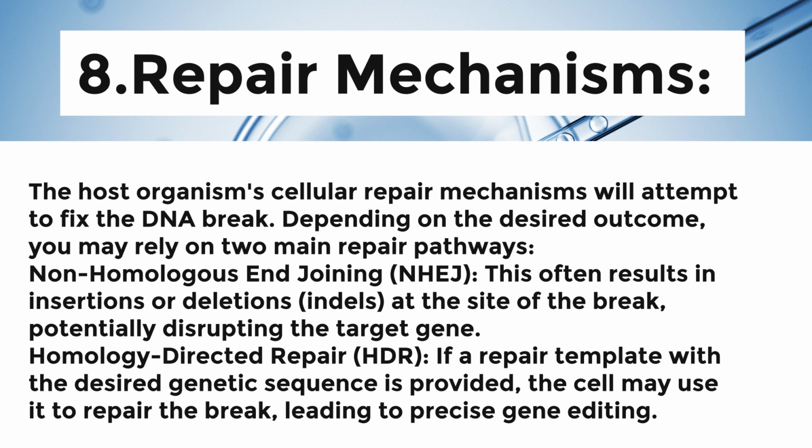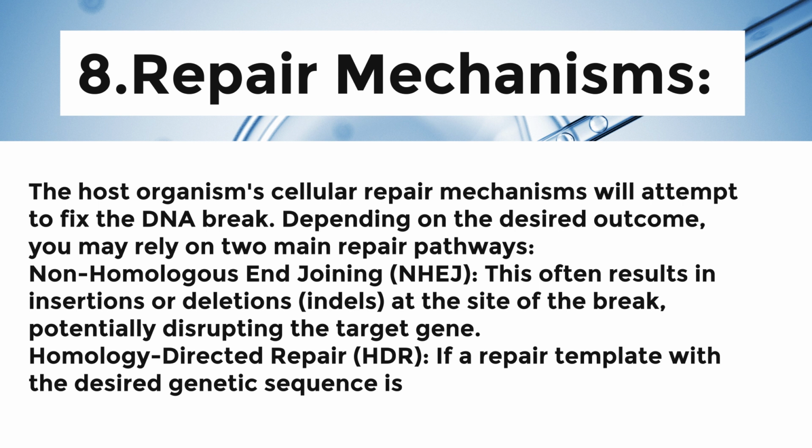Depending on the desired outcome, you may rely on two main repair pathways. Non-homologous end joining, NHEJ, often results in insertions or deletions at the site of the break, potentially disrupting the target gene. Homology directed repair: if a repair template with the desired genetic sequence is provided, the cell may use it to repair the break, leading to precise gene editing.